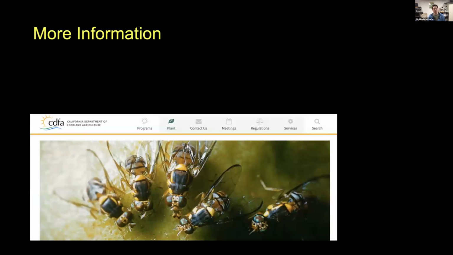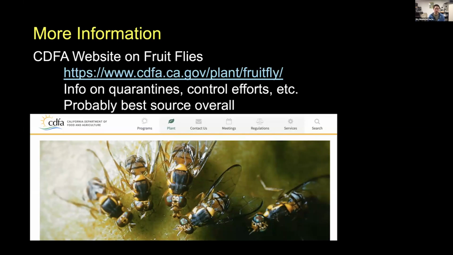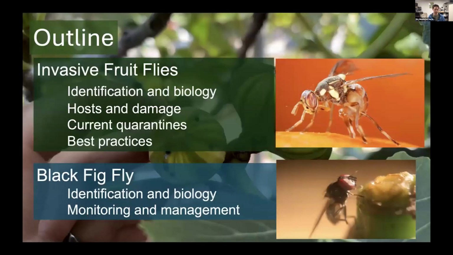All right, for more information on all of this, the CDFA website on fruit flies is definitely one of the best places to go. It's updated, it has maps, so you can see if you're actually in quarantine zones, and it has information on the quarantines, control efforts, and more. This is almost certainly one of the best sources overall. So, the CDFA website on fruit flies, which is listed up here, or if you just look up CDFA invasive fruit flies, you'll find it pretty easily.